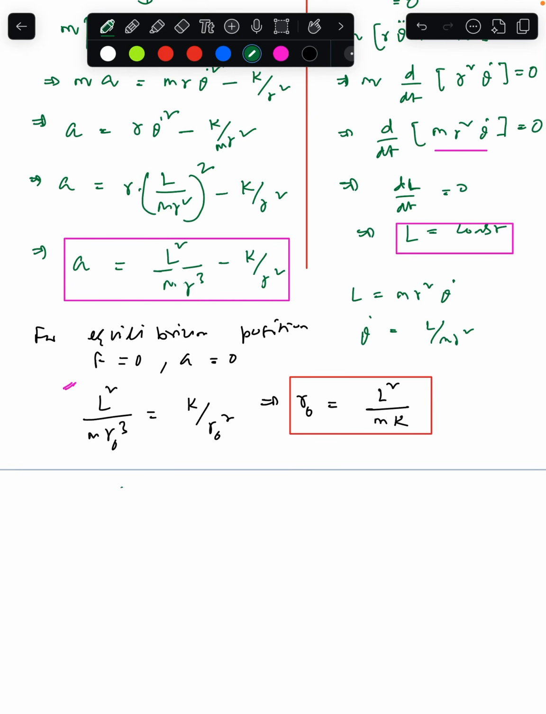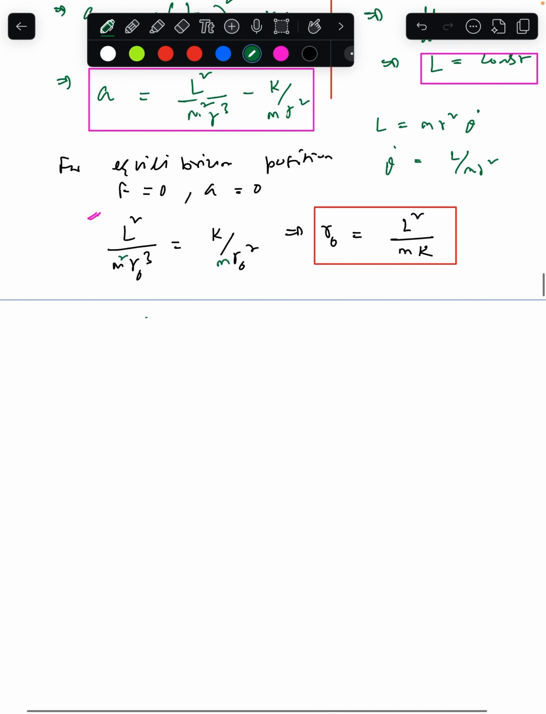Alright, so we got the value of r naught is equal to L square by mk, right? Okay, so there is one silly mistake over here. This acceleration will become m into a, so it will become m into r square. So this will become m square, and this is m, so eventually it is m square m. There is no loss of generality. One m is contained. R is equal to this. So anyway, let us proceed.